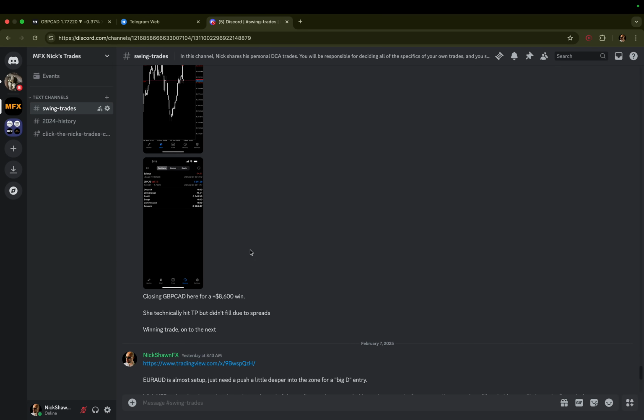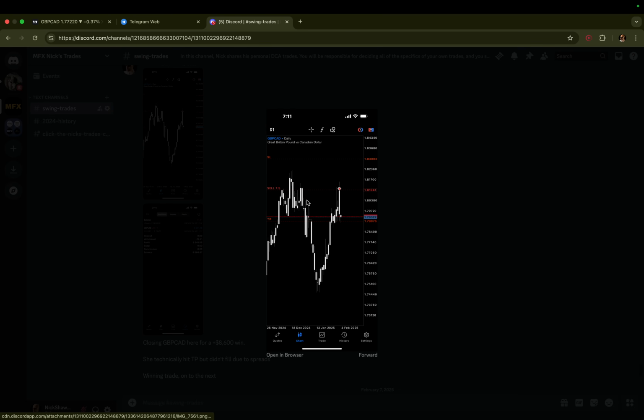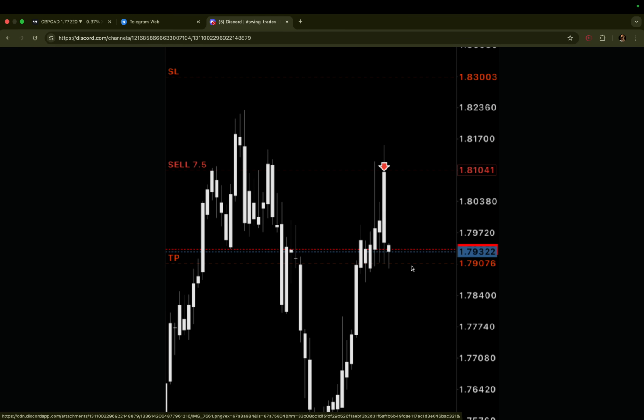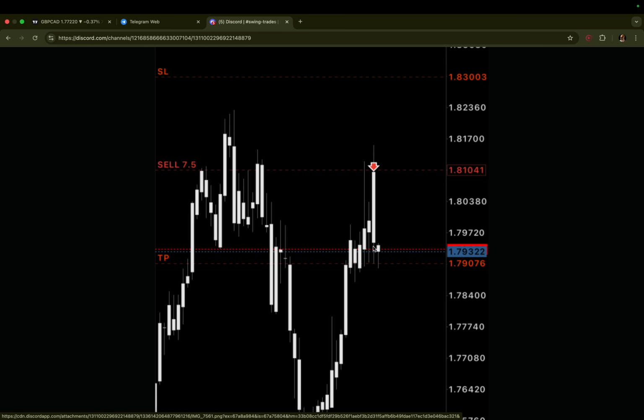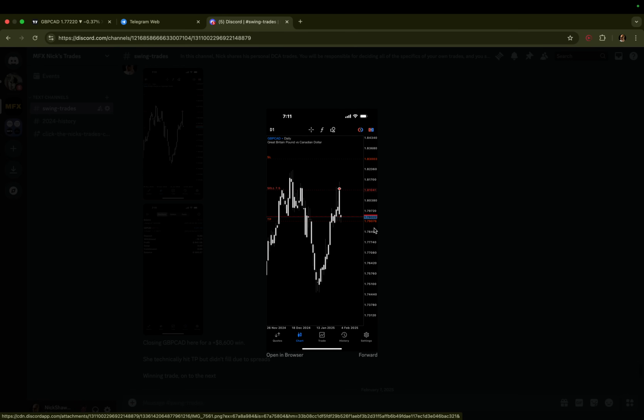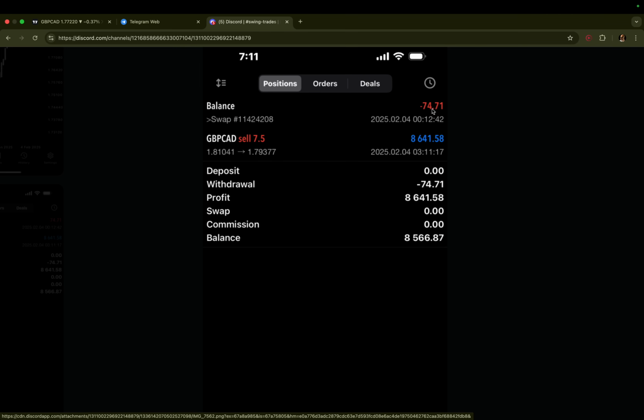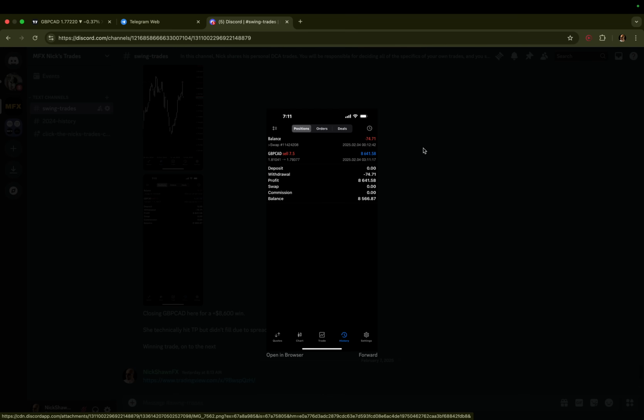What did I do? Oh, this is the one I closed early, because look at this right here. It came down the same day, almost to the profit target. This is the daily candle closure. This was right after the market changeover, the new candle opened, and it went down to the TP, but because spreads were too wide, it didn't fill the TP. So as it started trickling back, I just opted to close it there. That was my swap fee for holding it over the changeover, and the profit was 8,600.